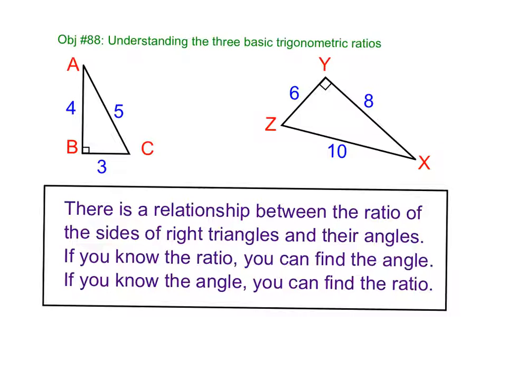The reason I bring this up is there's a relationship between the sides when you have right triangles. There is a relationship between the ratio of the sides of right triangles and their angles. If you know the ratio, you can find the angle. If you know the angle, you can find the ratio. So these are similar right triangles. If I have that 4 over 5, right, if I turn that into a fraction, there's a relationship between the angle A and the 4 and the 5. There's a relationship between the 8 and the 10 and angle X, right? X and A are equal. The 8 over 10 equals 4 over 5.